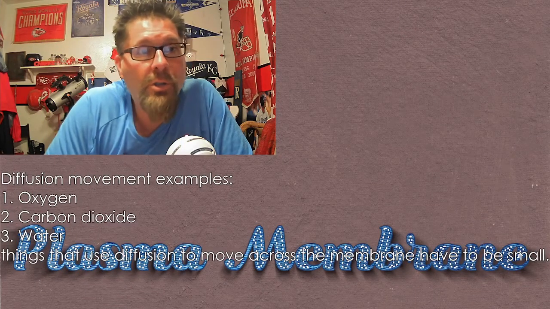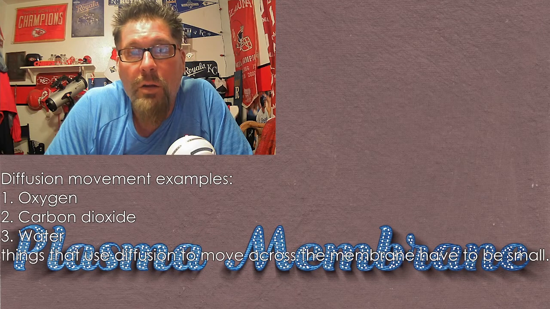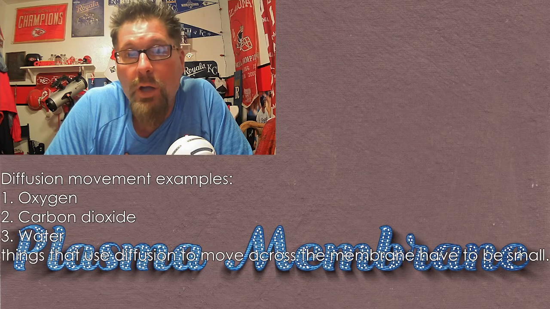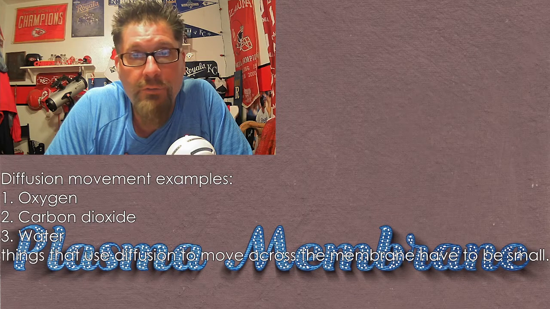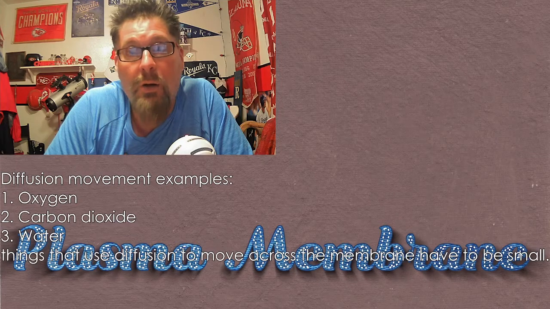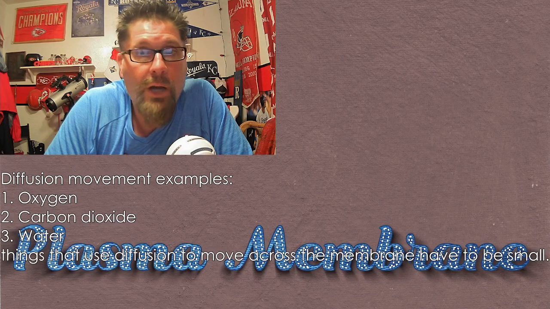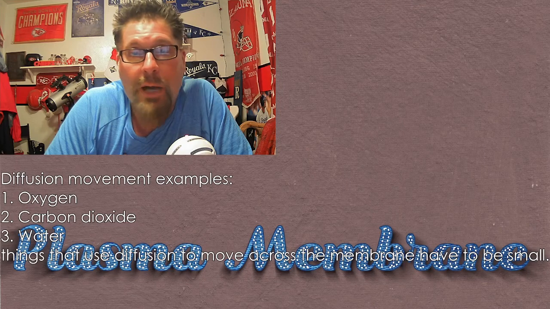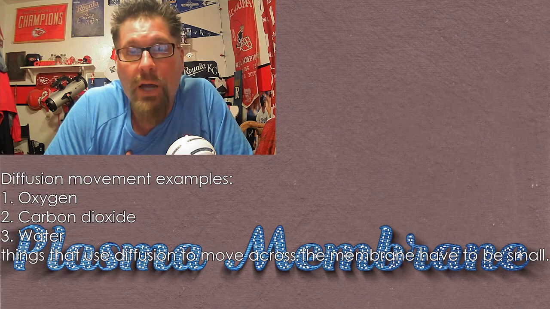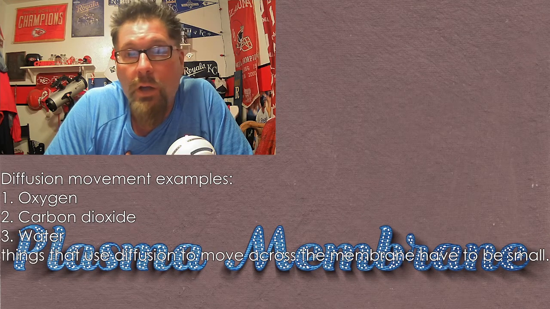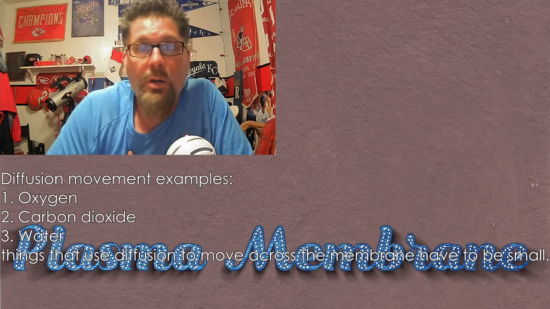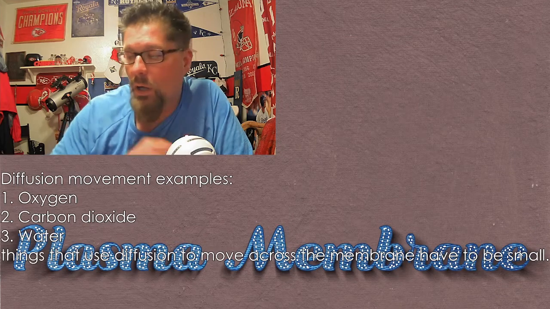Now, as we mentioned in the last video, they have to be small, super small. And here's some examples of things that use diffusion to move. Oxygen would be one. Carbon dioxide, of course, is trying to get out. And if you're not familiar with how we get carbon dioxide in our cells, it's a byproduct of cellular respiration. So we just simply have to get rid of that. And of course, water can as well. But things that use diffusion have to be small, super small, to squeeze through the tails.